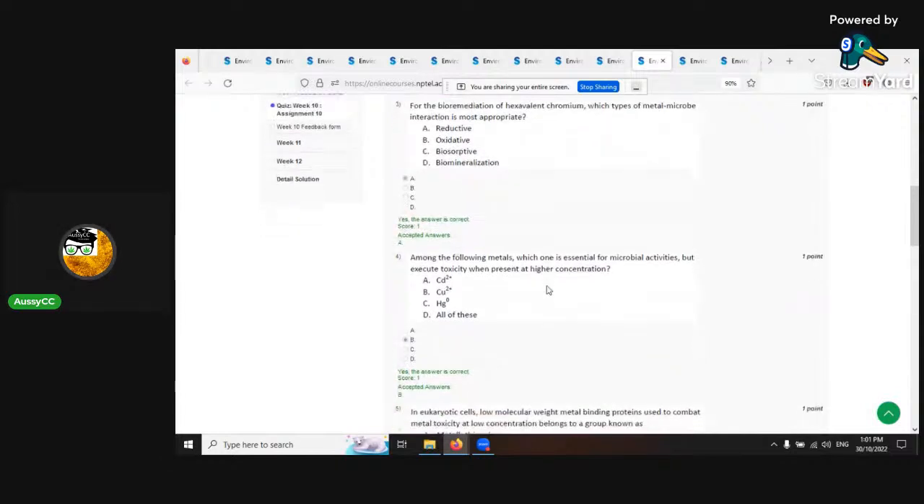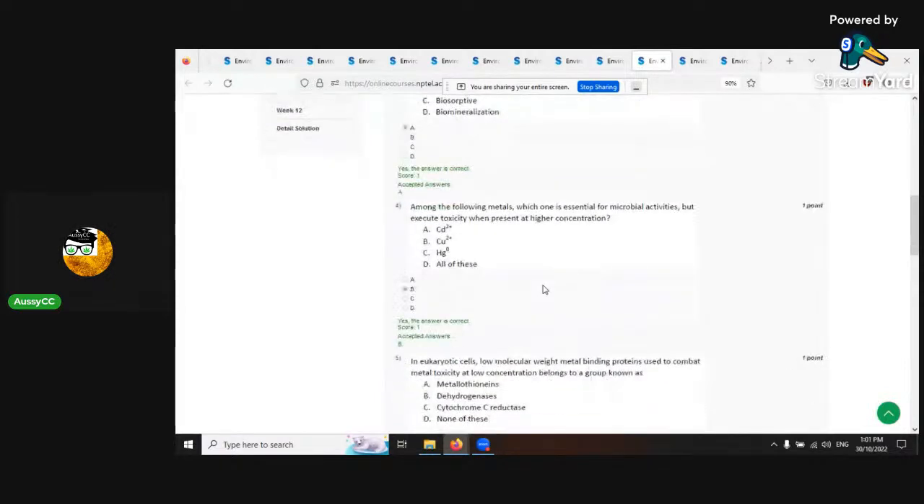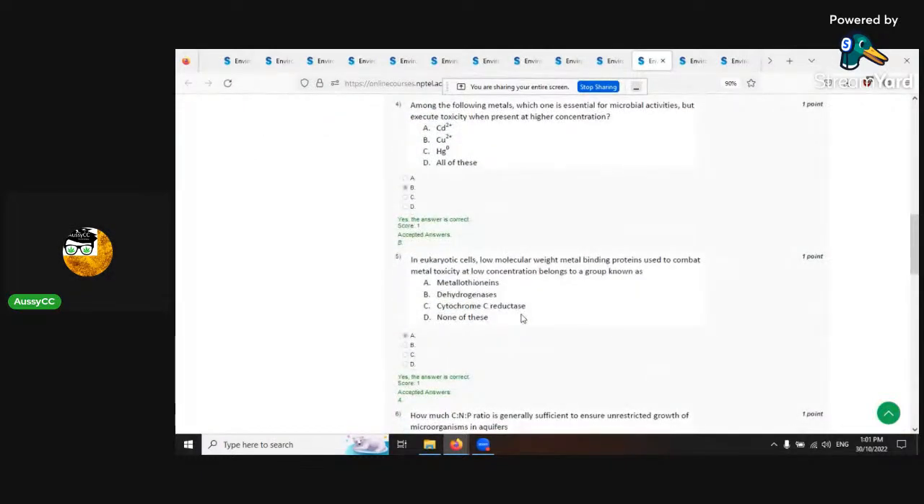In eukaryotic cells, low molecular weight binding proteins used to combat metal toxicity at low concentrations belong to the group known as metallothioneins. A for apple. How much CNP ratio is generally sufficient to ensure unrestricted growth of microbes in aquifers? Well, it's 30 carbon, 5 for nitrogen, and for phosphorus, you're going to have something, because that's the backbone of your nucleic DNA and stuff. So 100, 35, 1.